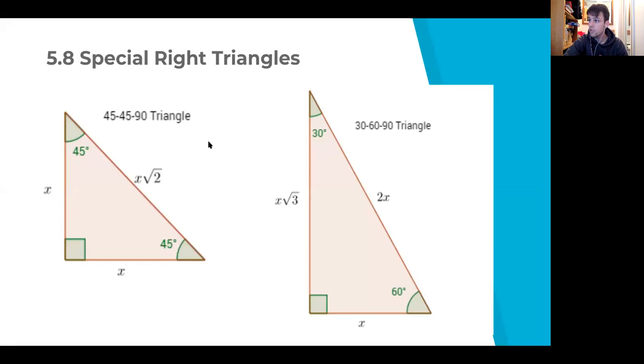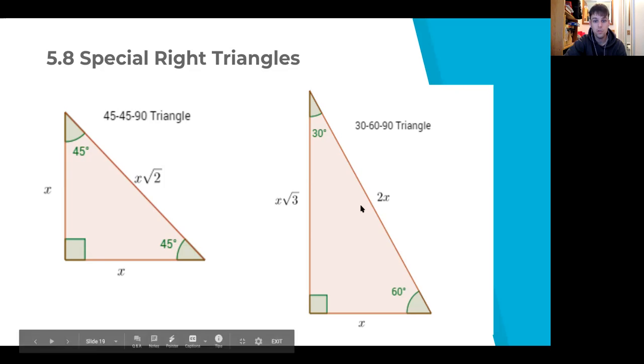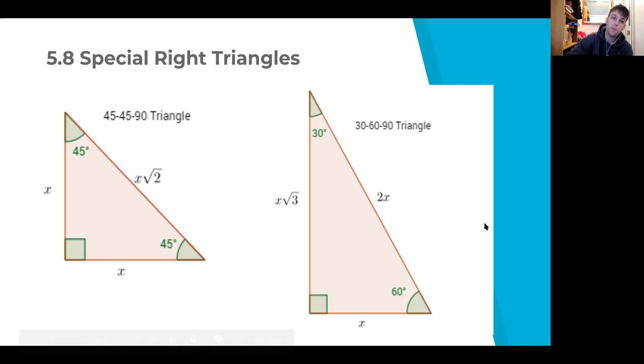And then our last section was all about the Pythagorean theorem and special right triangles. For the test, the only thing that I'm really going to have on there are special right triangles. So we have our 45, 45, 90. In the 45, 45, 90, it's also isosceles, so these legs are the same. The legs are equal, and the hypotenuse is equal to the leg times root 2.